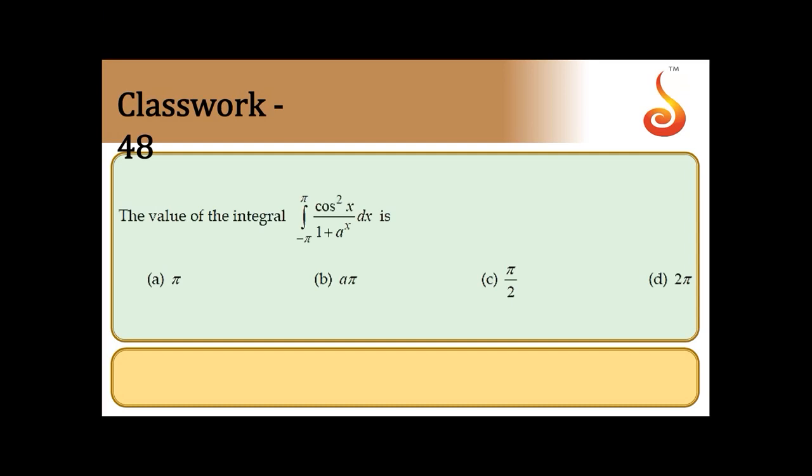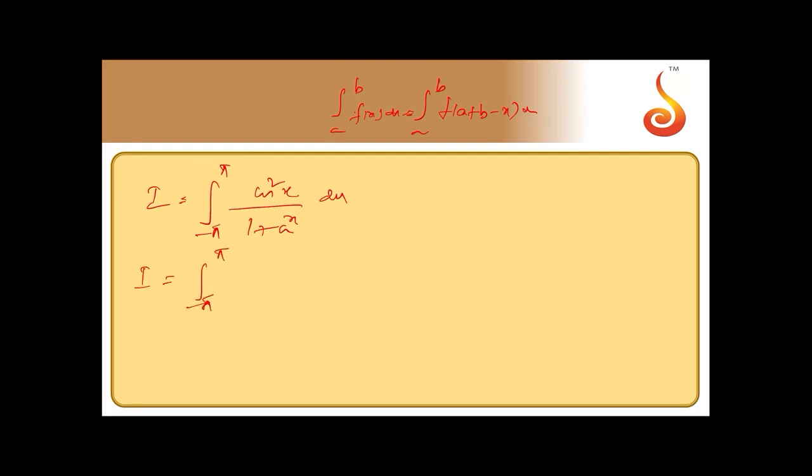Coming to the next one, minus pi to pi cos square x by 1 plus a power x. I is equal to minus pi to pi cos square x divided by 1 plus a power x dx. We can apply the property integration a to b f of x dx is written as integration a to b f of a plus b minus x dx. Here minus pi plus pi minus x means 0 minus x, so x is replaced by minus x, cos square x as it is, and 1 plus a power minus x.